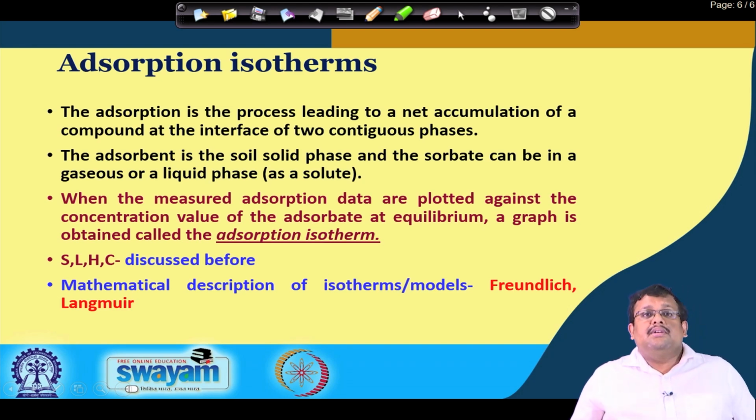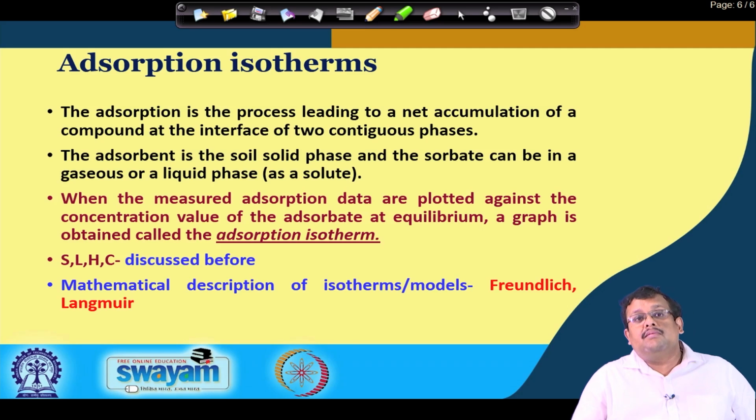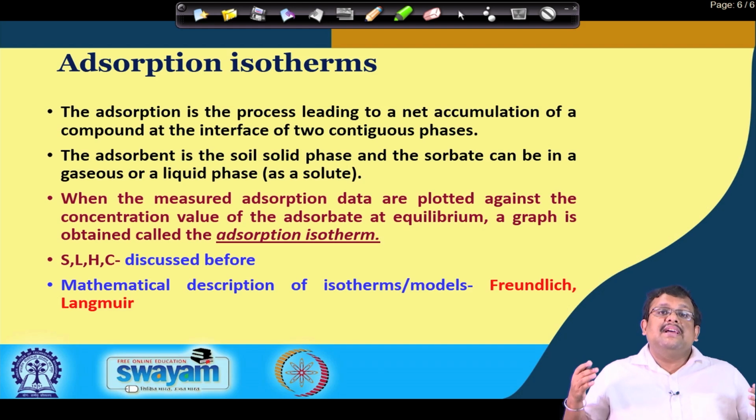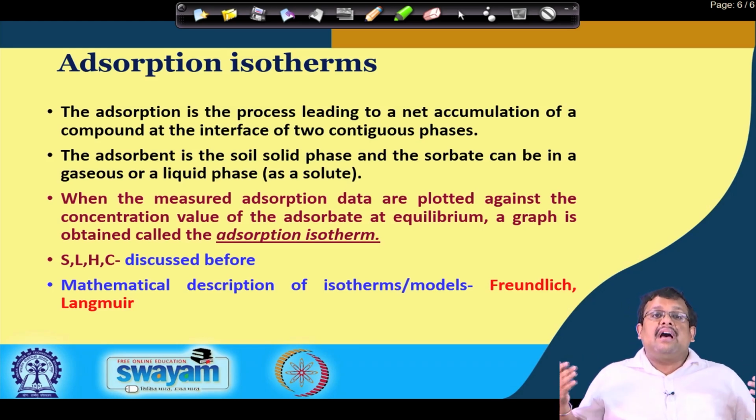The adsorption is the process leading to a net accumulation of a compound at the interface of two contiguous phases. We know that when we talk about soil adsorption, the adsorbent is the soil solid phase, and the sorbate can be in a gaseous or a liquid phase. Now, when the measured adsorption data are plotted against the concentration value of the adsorbate at equilibrium, a graph is obtained which we call adsorption isotherm.